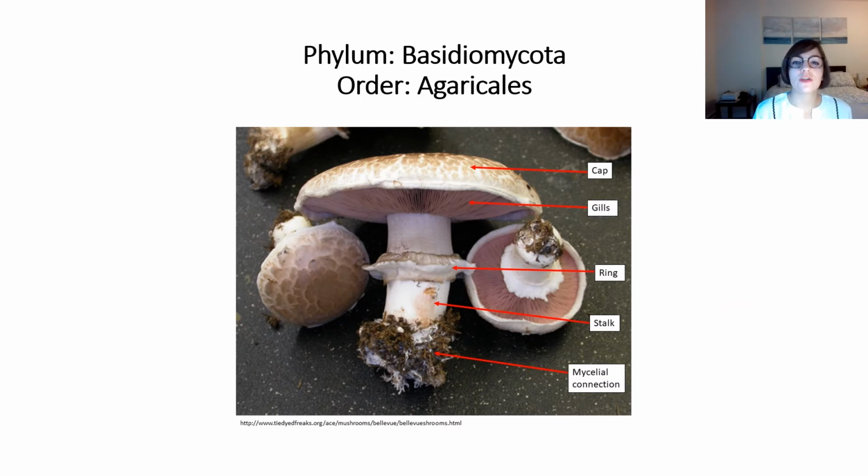Now we will review the order Agaricales, and here we have the basic structure of any mushroom. Here we have the cap, which is the upper surface. The filament-like structures are the gills. And here we have the ring of the mushroom, the stalk, and the mycelial connection.